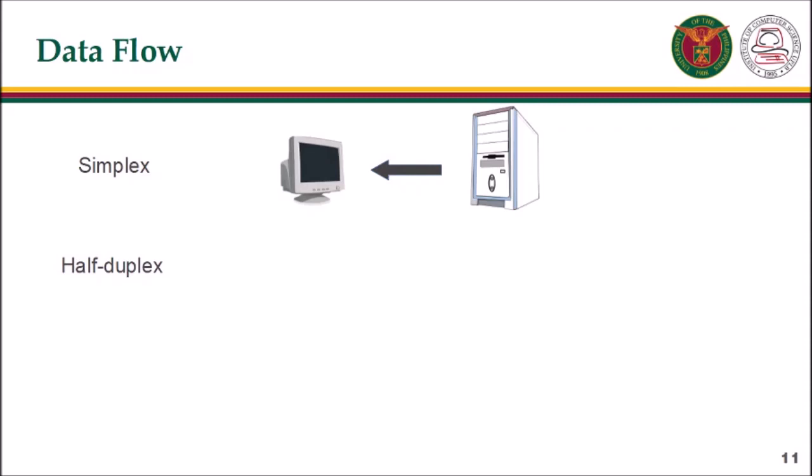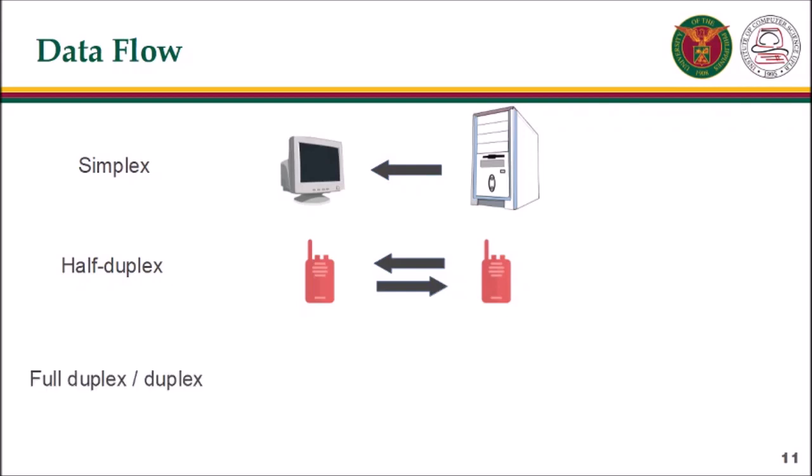In half-duplex mode, each station can both transmit and receive, but not at the same time. One device is sending, the other can only receive, and vice versa. The half-duplex mode is used in cases where there is no need for communication in both directions at the same time. The entire capacity of the channel can be utilized for each direction.